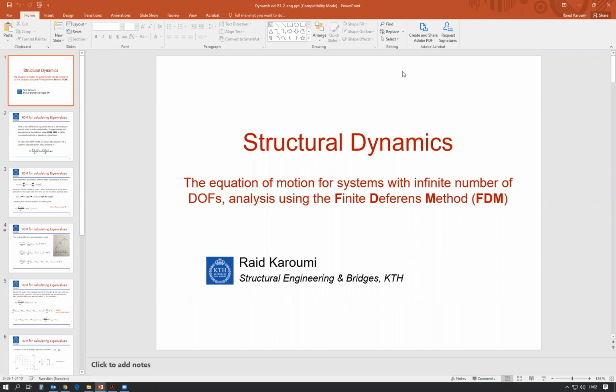solving differential equations. This can be applied, of course, not only on dynamic problems. The finite difference method can be applied on any differential equation. For example, solving, let's say, buckling of a column or any other kind of civil engineering problems. And you'll see it's quite a straightforward, simple method that can be applied.